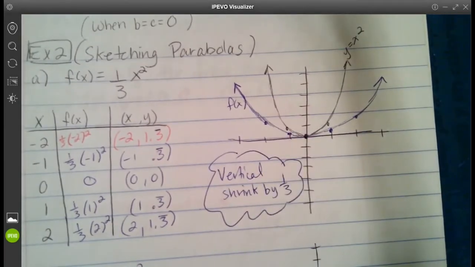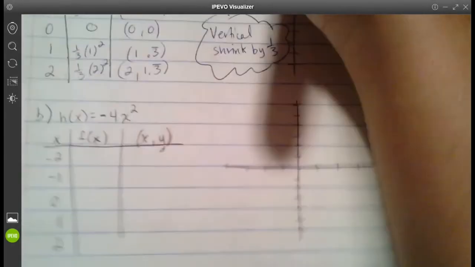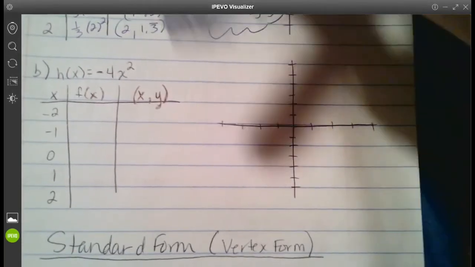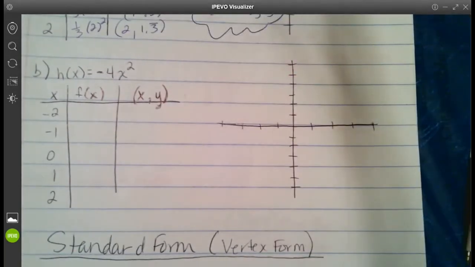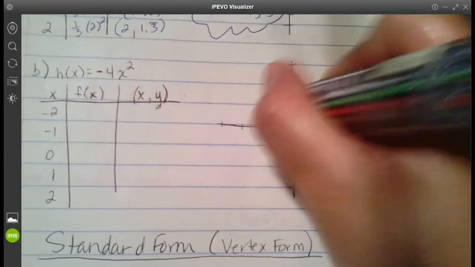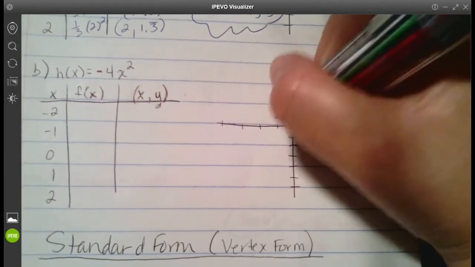Okay, next one. Hopefully this is kind of review. Letter B, we have h of x is equal to negative 4x squared. So we'll do the same thing. We're going to go ahead and plot our OG first. So we have 0, 0, 1, 1, negative 1, negative 1. And there is our original graph.